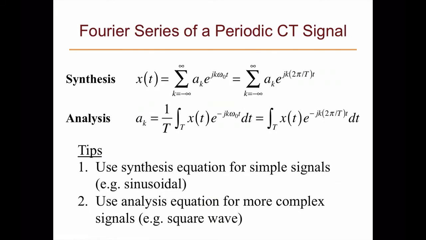The mathematical basis of Fourier series can be simply summarized into these two equations. That is, you can use the synthesis equation to reconstruct the signal x(t) from the coefficient a_k, or you can use the analysis equation to analyze the signal x(t) to determine the coefficient a_k.